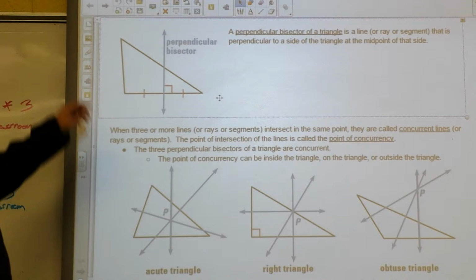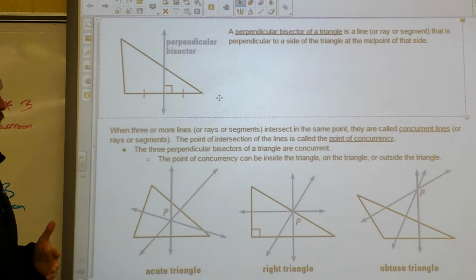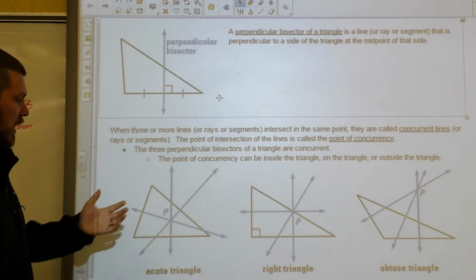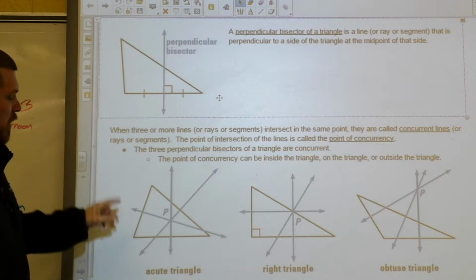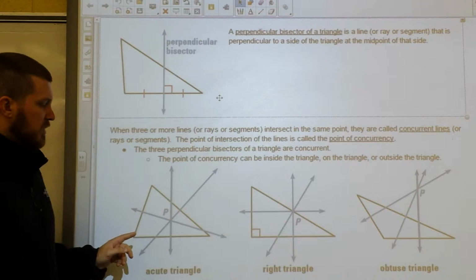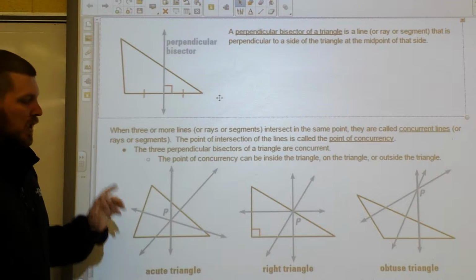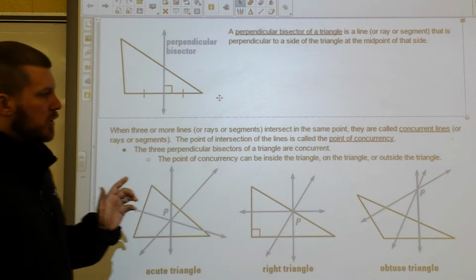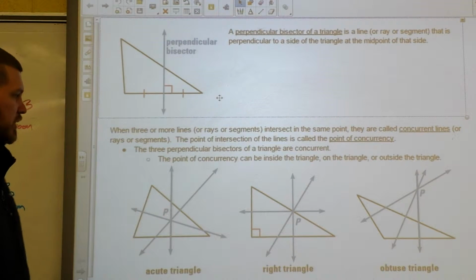And obviously, since we have three sides in any triangle, we always are going to have three perpendicular bisectors for that triangle. If we actually drew all the perpendicular bisectors of a triangle, those lines are going to meet up in one particular point, and that's called the point of concurrency. So these lines are concurrent lines.